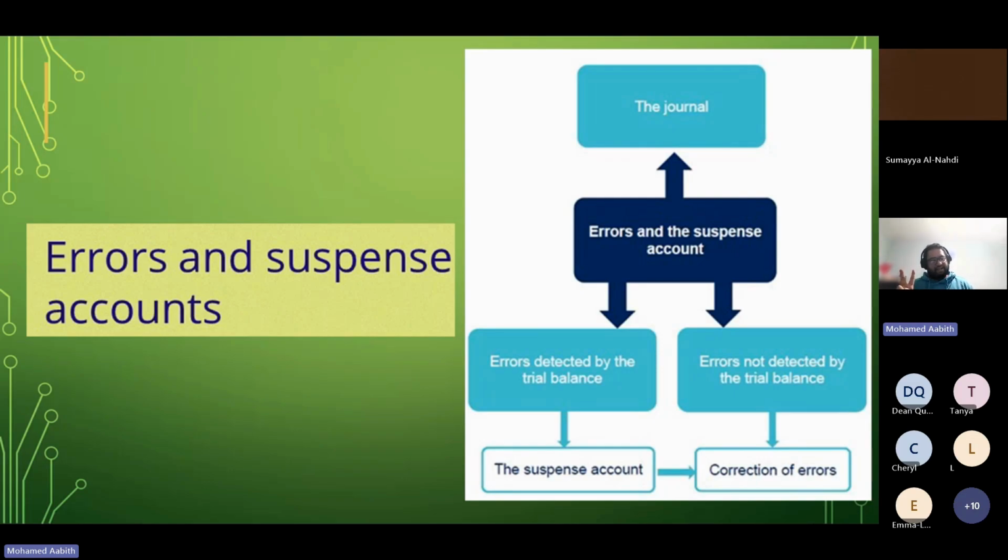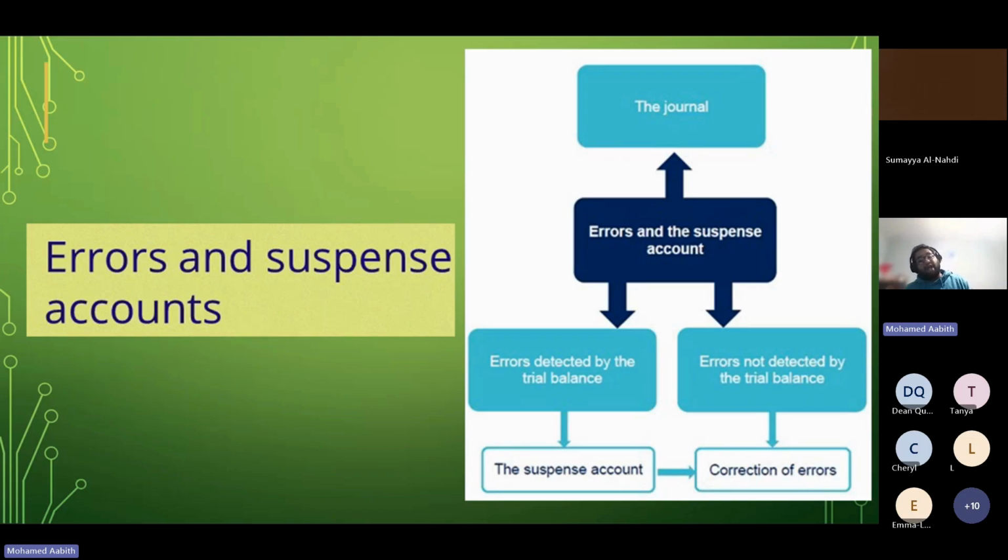But there are two types of errors. One type of error can be detected by the trial balance, because when you draw your trial balance, the debits and credits should match. What if those two don't match? What we are going to do is create a suspense account, and then we can further investigate the accounts and find out how to balance the trial balance again by removing the suspense account after correcting the errors.